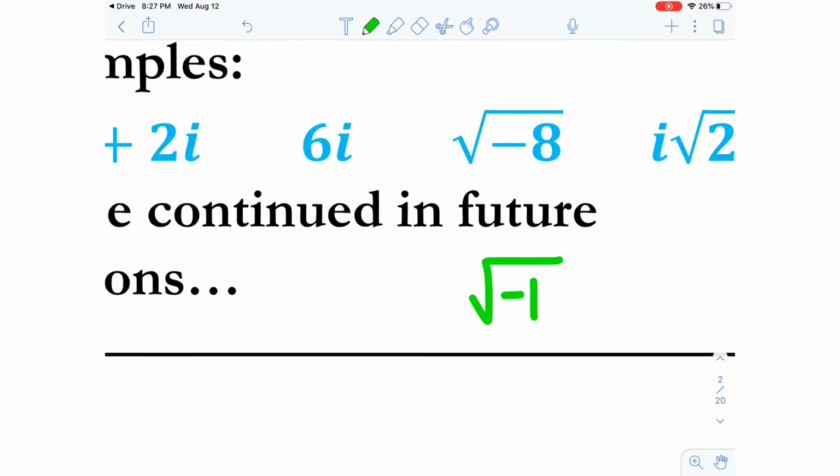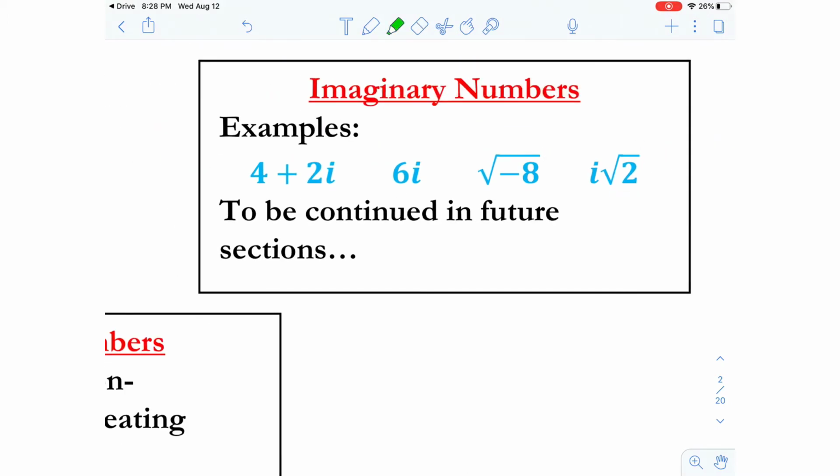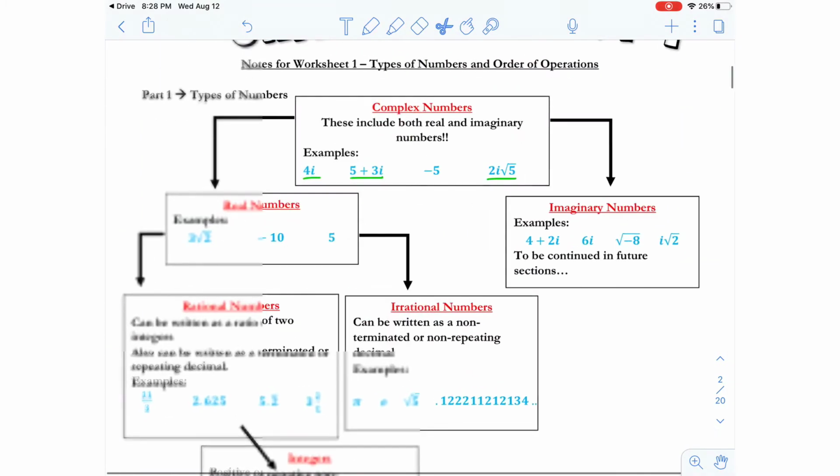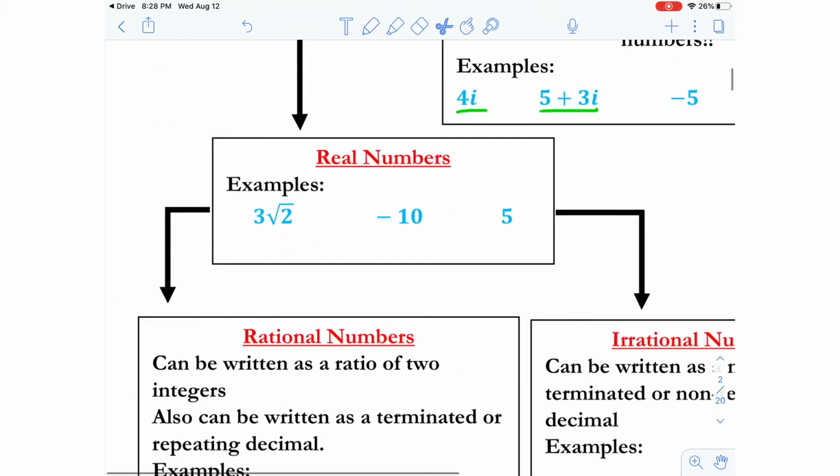It's a little bit crazy. It's also a little bit fun. We're going to do that in a future chapter. Moral of the story, imaginary numbers will have an i or will have a negative under the square root. Okay, those are the 2 types of imaginary numbers you're going to see. Every other number in the world is called a real number.